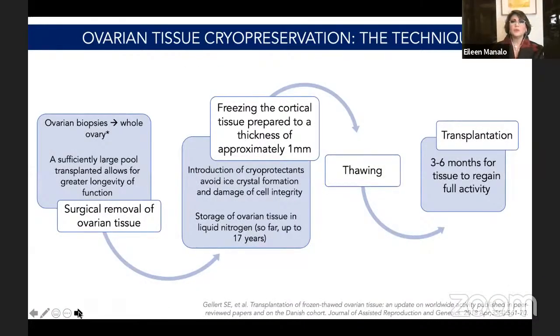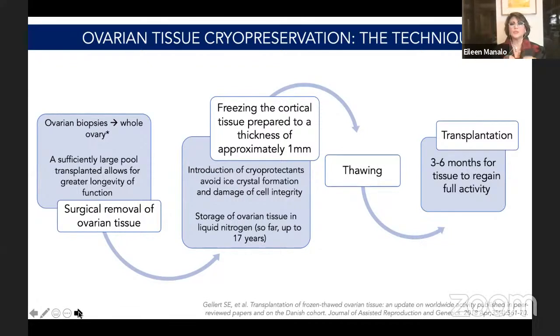Okay, so we go to the technique. How do you go about it? First of all, you surgically remove the ovarian tissue through laparoscopy. So you can either do a biopsy or you take out the whole ovary. But what you want is a sufficiently large pool of ovarian tissue to allow for greater longevity of ovarian function. So now the trend is really to take out the entire ovary. And after that, you freeze the cortical tissue prepared to a thickness of approximately 1 millimeter.